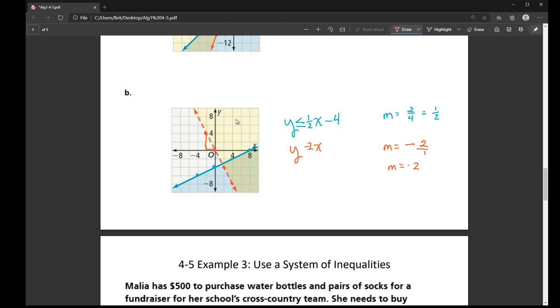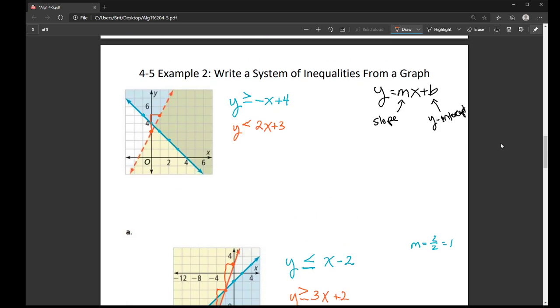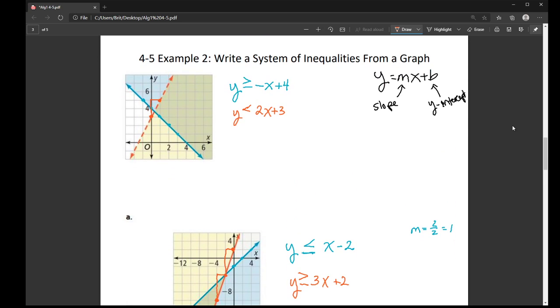Now the shading for this line is above the orange line, so that means that y is greater than all that stuff. And because it's a dotted line, it's just y is greater than, it cannot be equal to. So there's our system there. So that is how you write a system of inequalities from a graph.